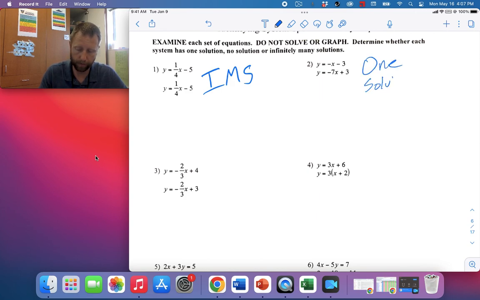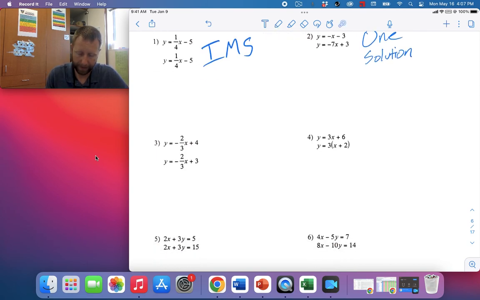So one solution. For number 3, look at that. -2/3, -2/3. Same slope. But the y-intercepts aren't the same. So it's not IMS. It's not one solution. It's the one we haven't done yet. It's no solution.